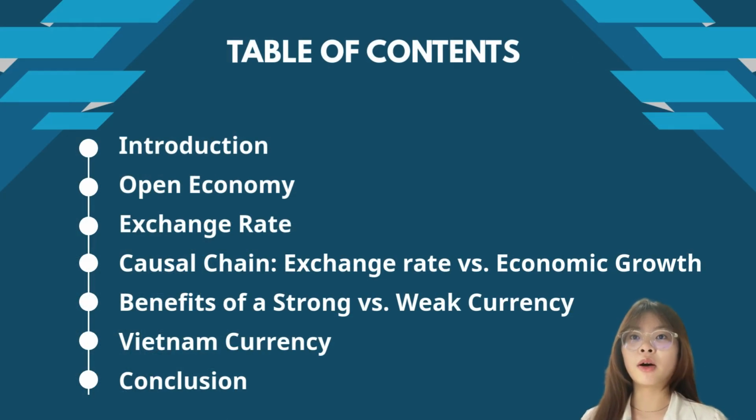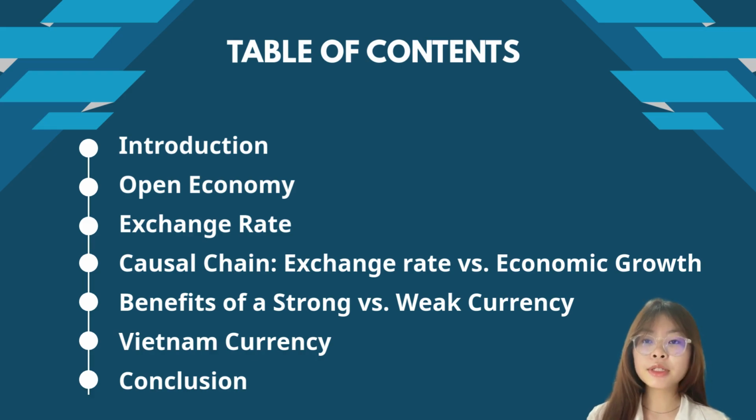This is our table of contents. First is the introduction, and we will use the standard macroeconomics principle to explain the open economy, exchange rate and the causal chain between exchange rate and economic growth, and the benefits of a strong and weak currency, and what should Vietnam apply to its industry, and finally is the conclusion.